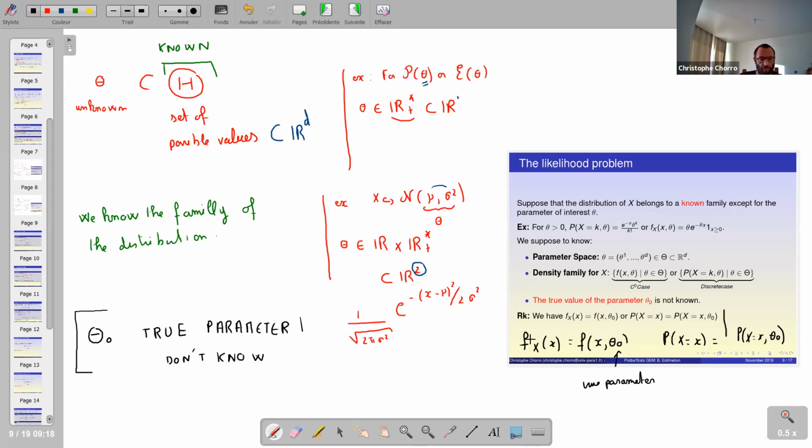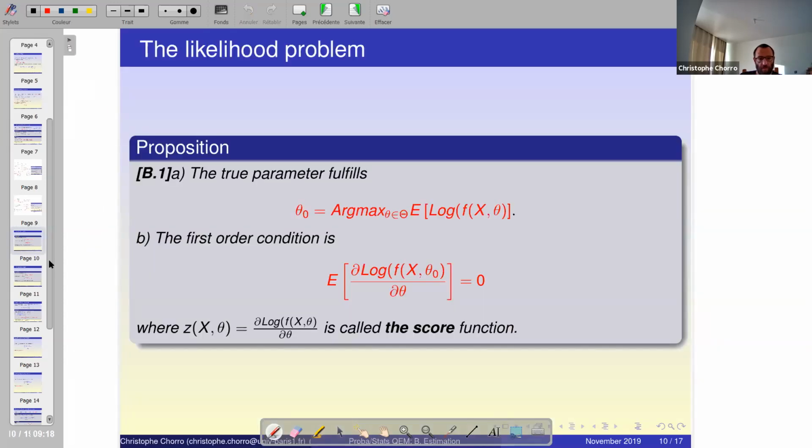So let's continue. I said the following. In fact, the true parameter, and it's something that is fundamental here, may be obtained as the maximum of a mapping related to my density function.